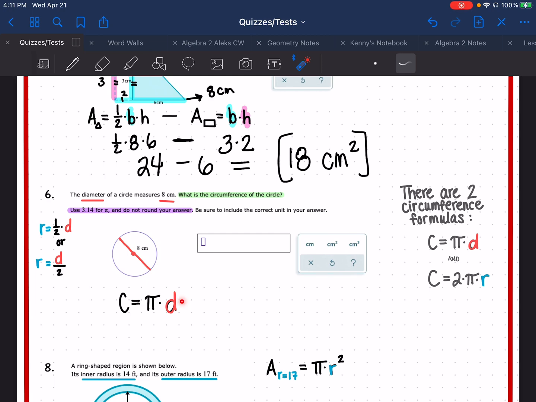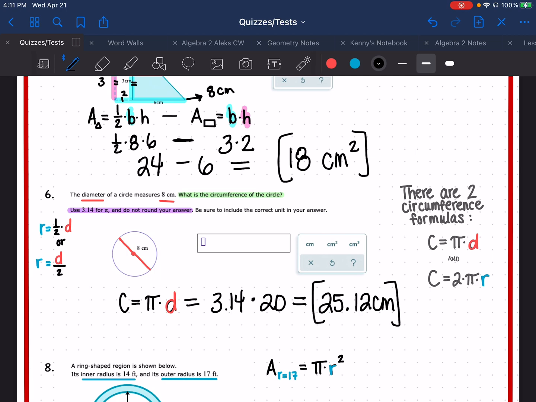I'm going to use this formula though. Notice that also Alex is asking me to use 3.14 for pi, and it is saying do not round my answer. So I'm simply going to say 3.14 times 20. I'm going to put that in a calculator, either the one in Desmos or the one that Alex provides for me, and I get this. We're talking about circumference, so it is simply centimeters. It is not centimeters squared. Don't use the cube.